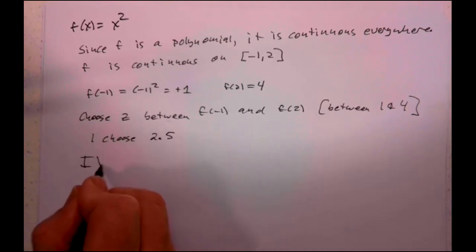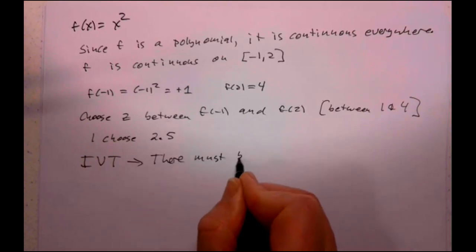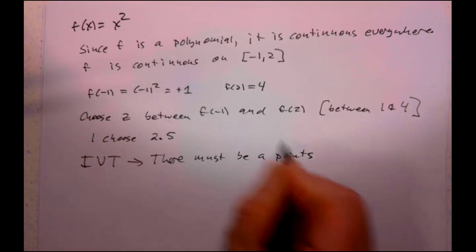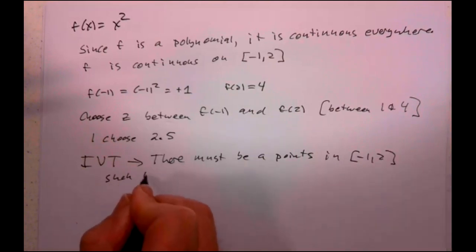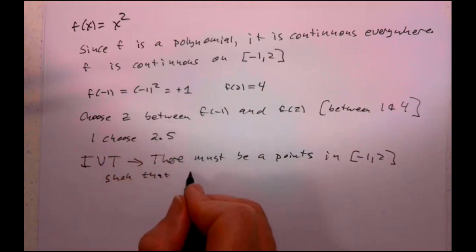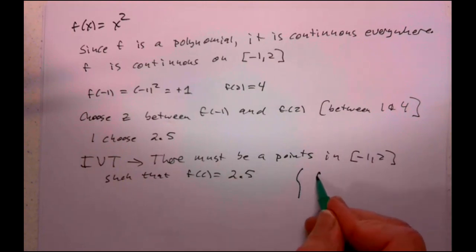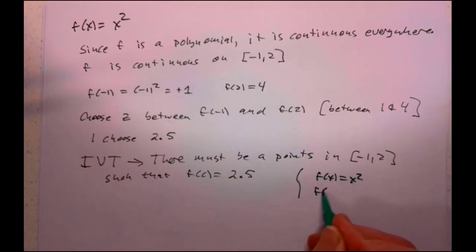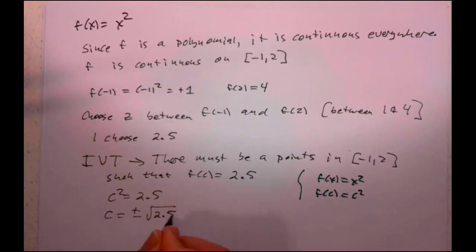The intermediate value theorem, IVT, tells me there must be a point C because it's continuous. Where is the point C? In the interval from -1 to 2, such that F of C equals what I chose. Well, F of X is X squared, right? So F of C is C squared. So I'm going to say, fine, F of C is 2.5. That means C squared is 2.5, which means C is plus or minus the square root of 2.5.